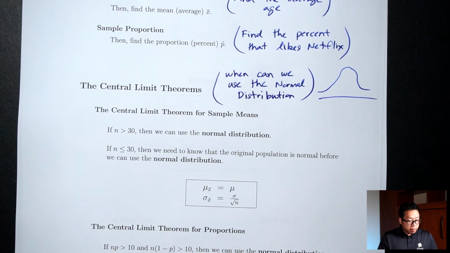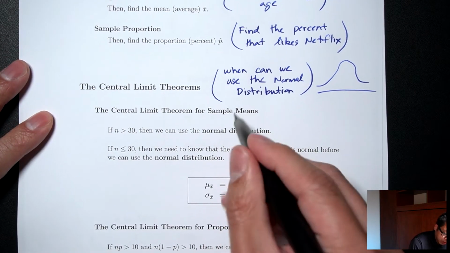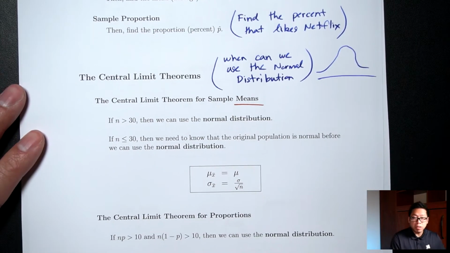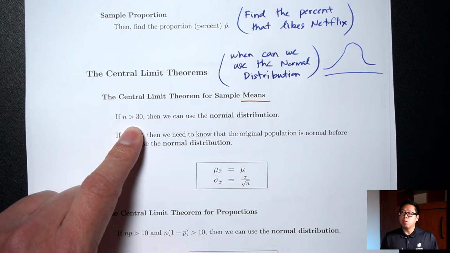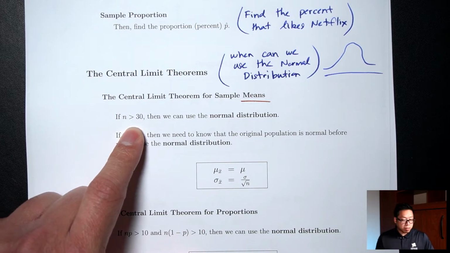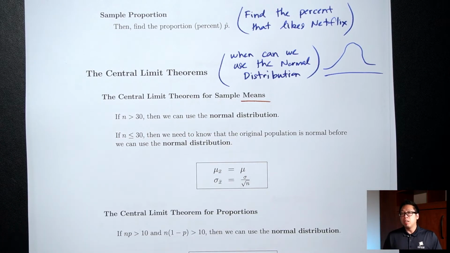Now for the mean situation, we talked about this last time. If your sample size is large enough, then yes, you can use the normal distribution. What's large enough? Large enough means bigger than 30. So if your sample size is bigger than 30, then yes, you can use the normal distribution regardless of what the original population looks like.